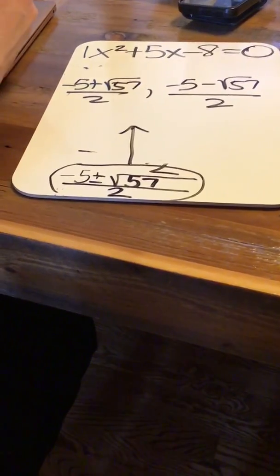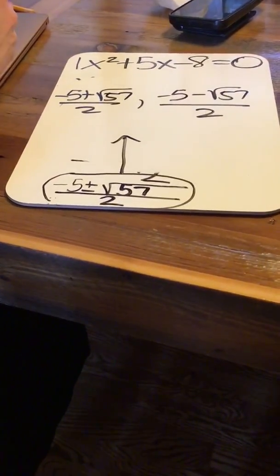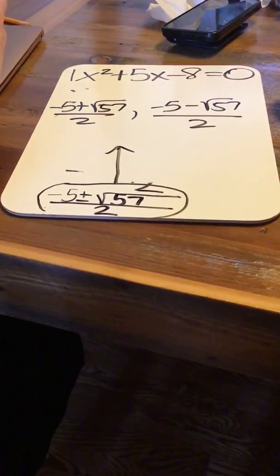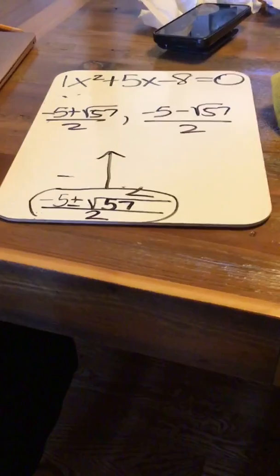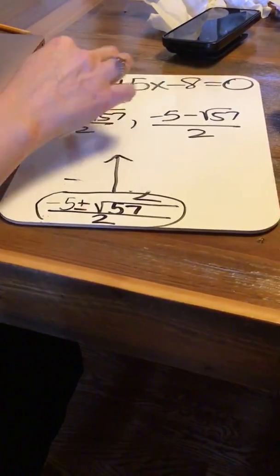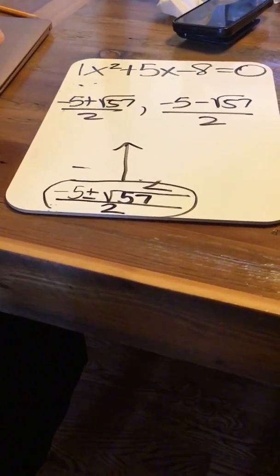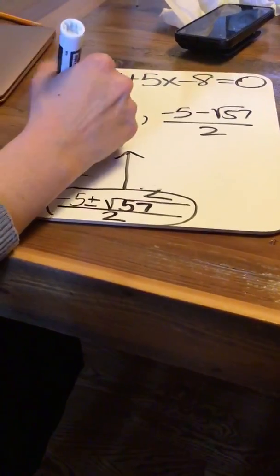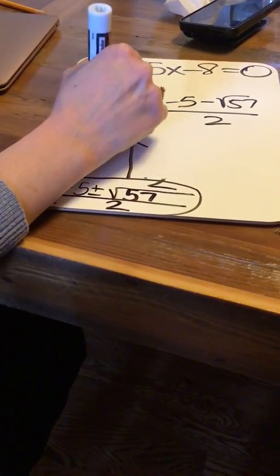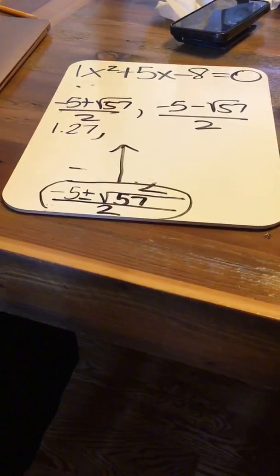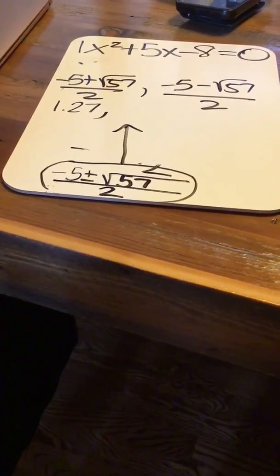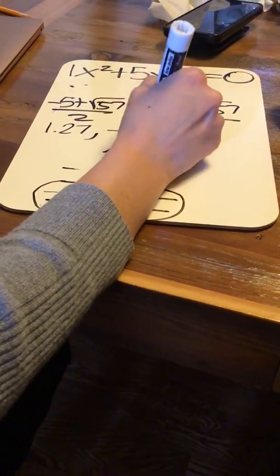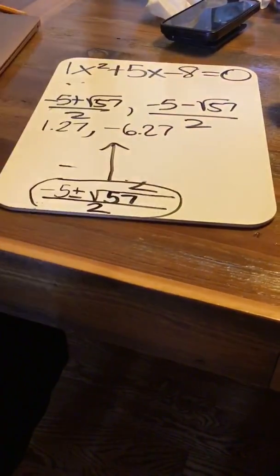So if we wanted a rounded answer, we could stick that into our calculator, okay, to get that rounded answer. So if I were to do that, I could add up the top first, making sure I'm taking my square root there and dividing by 2. So that top number is about 1.27, okay? And then the second one, I have to subtract my square root, which gives me about -6.27. Okay, so that's just me rounding.